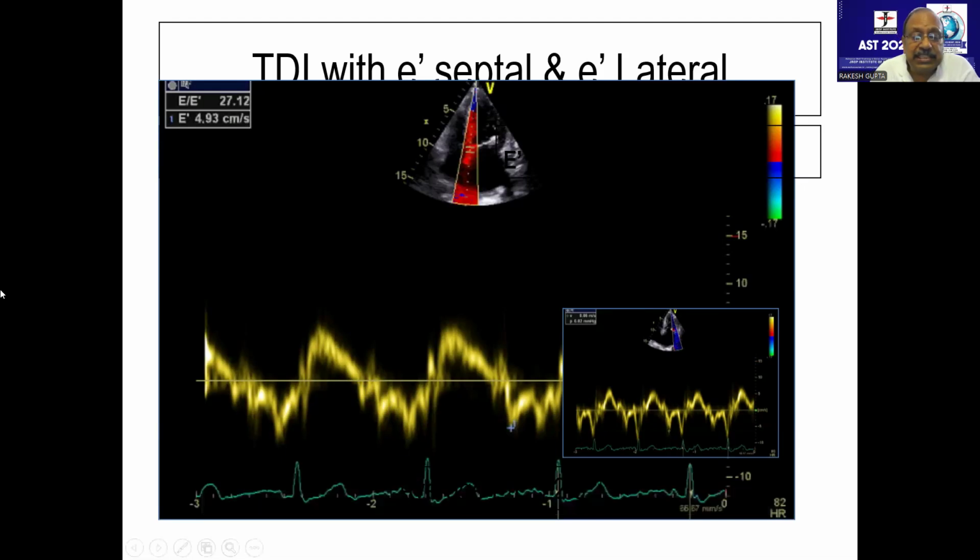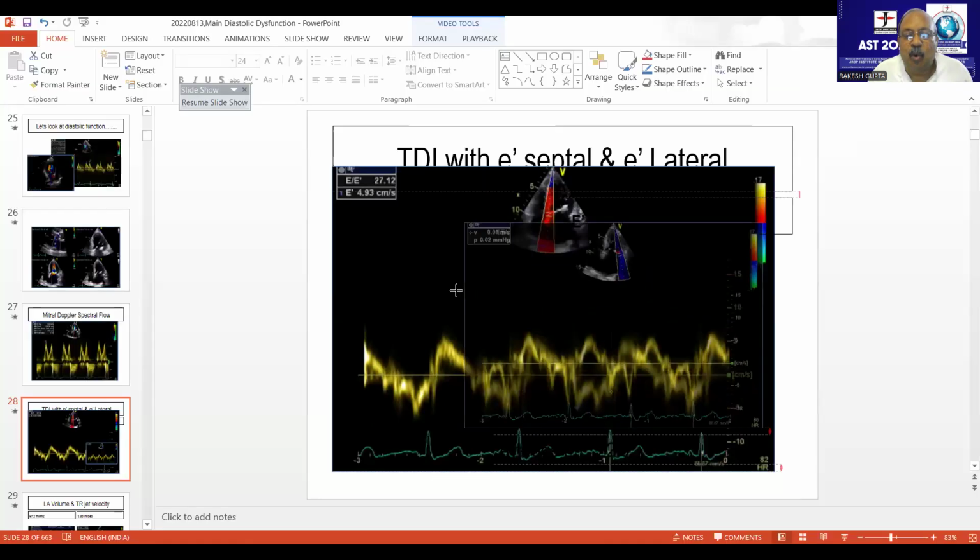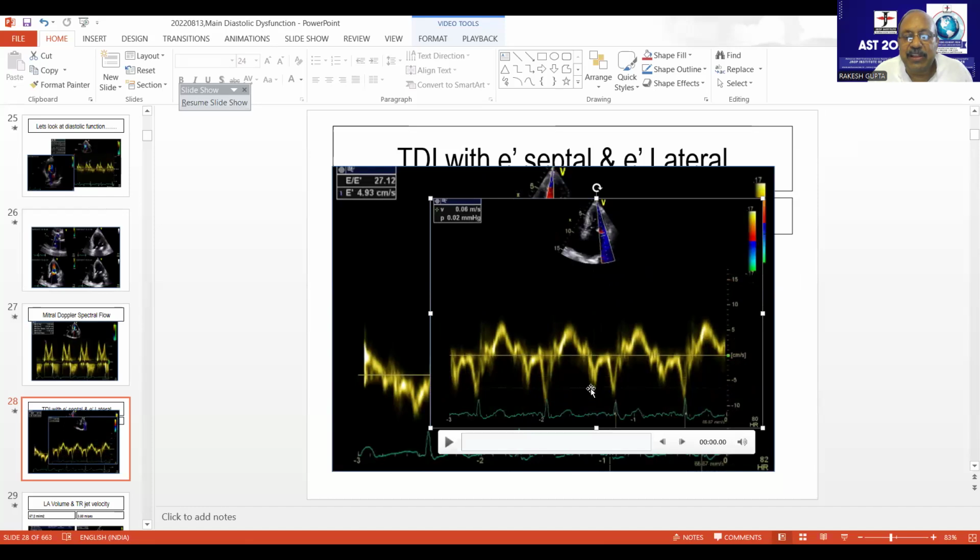What we look at in systolic function is this tissue S prime at the septal annulus. It should be more than 7 to consider it as normal systolic function. But during diastole, we pick up this early diastolic wave, which is known as the E prime wave for the septum. And we do the same thing for the E prime wave of the lateral wall also.